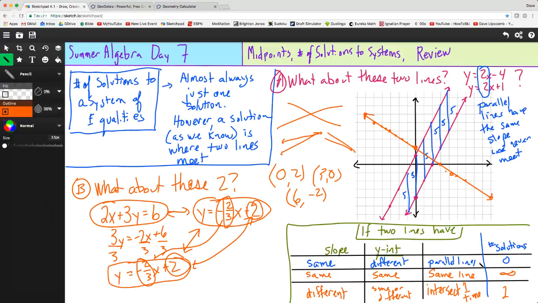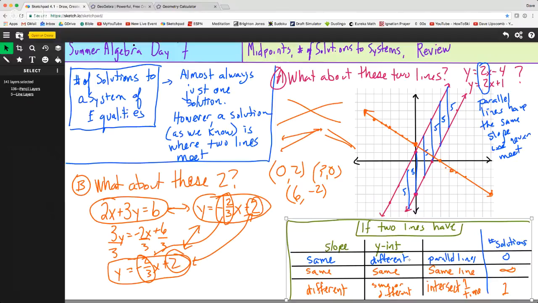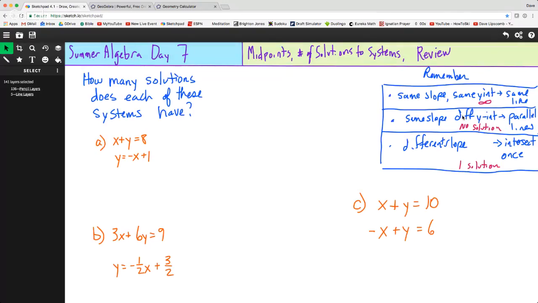Now let's look and use our chart here. Maybe I'll copy this chart and put it on the next page. Oh, we've already copied it. So if we have the same slope and same y-intercept, it's the same line, infinite solutions. Same slope, different y-intercept, no solution. Different slope, then they intersect once.